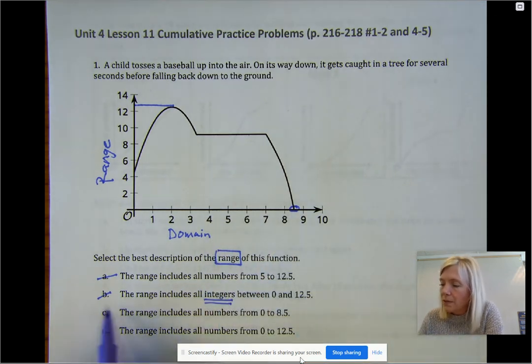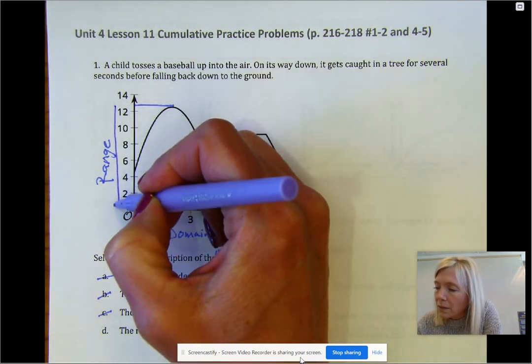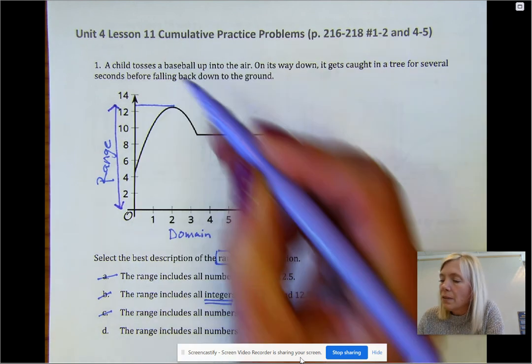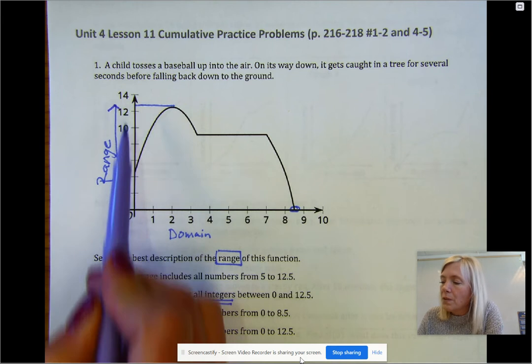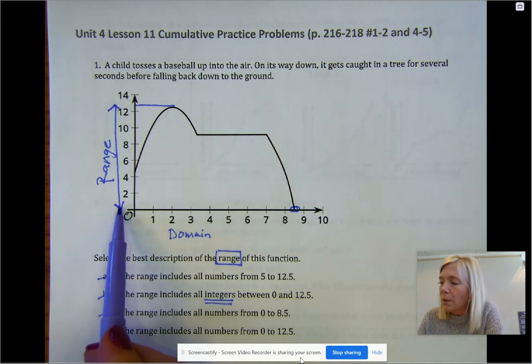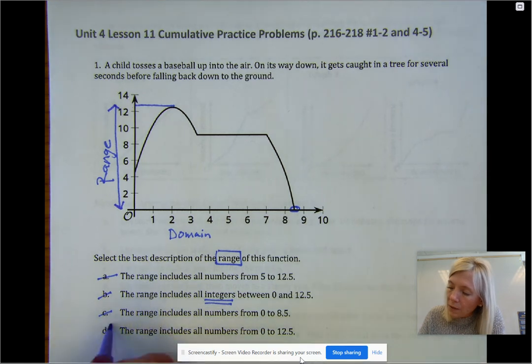And so it's answer choice D. The range includes all numbers from 0 to 12.5. So the range is this entire space. The highest the baseball reached was 12 and a half feet. The lowest the baseball reached was 0 when it hit the ground over here. And so answer choice D.